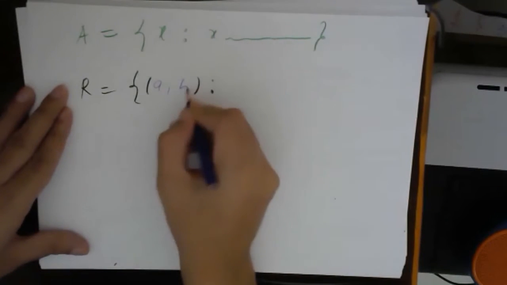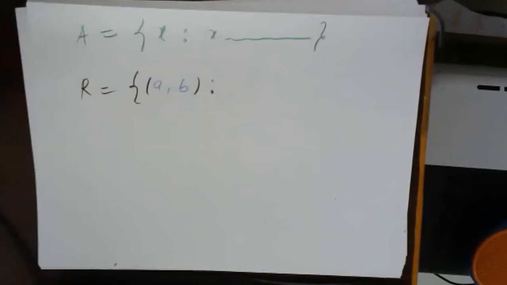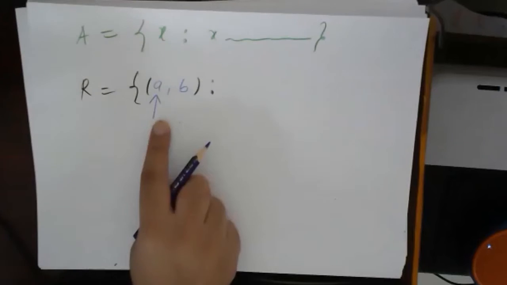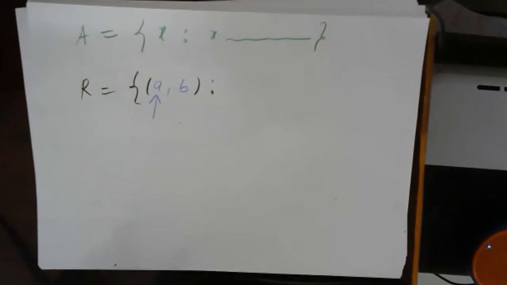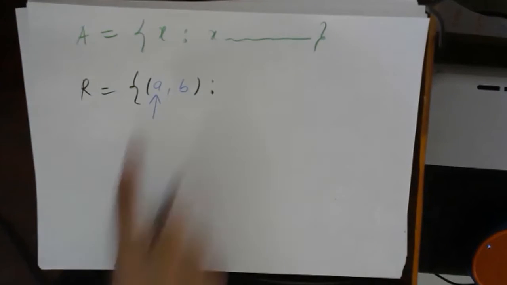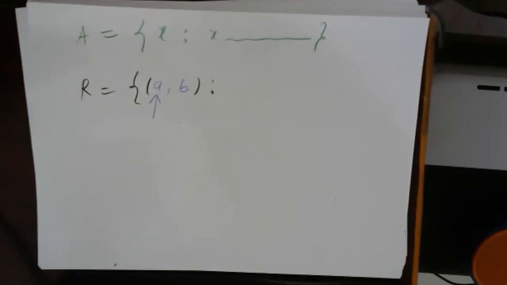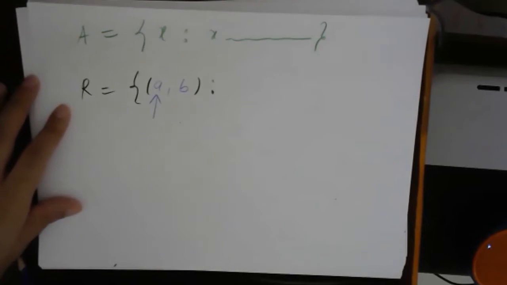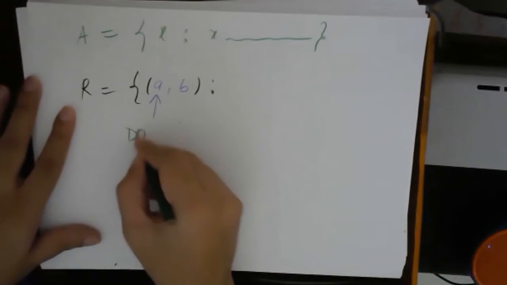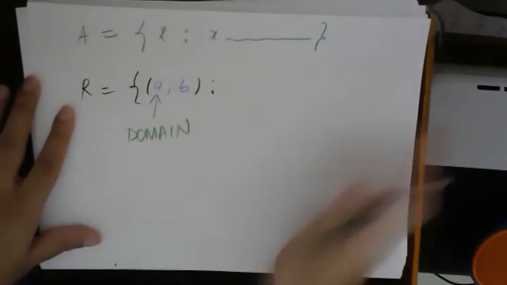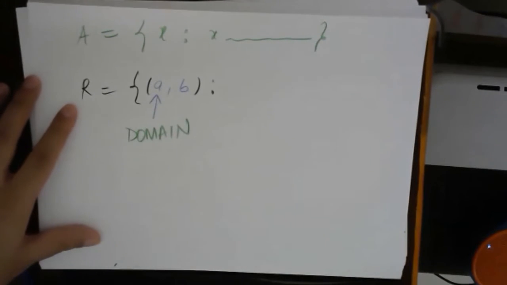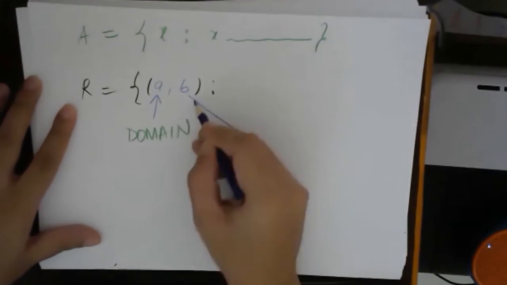We have (a, b). a is coming from which set? We named this particular set. What was the name of this set? Domain. Very good, we call this the domain. And think about it: this b, what do we call this set?